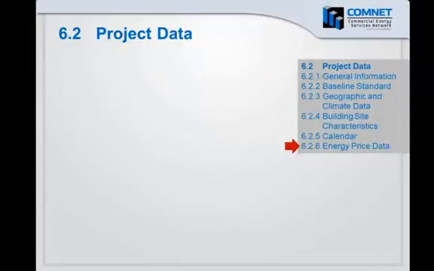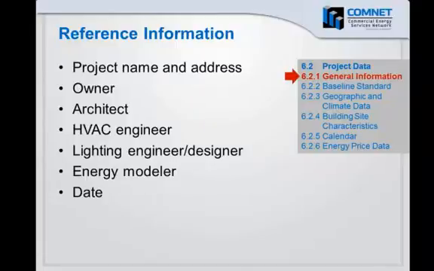And we're going to cover the 6 parts here. General information is pretty straightforward. These are all reference building descriptors, and they include the name of the project, the owner, the architect, the engineers, the energy modeler, and the date. Pretty straightforward information. Does not affect the outcome in any way.